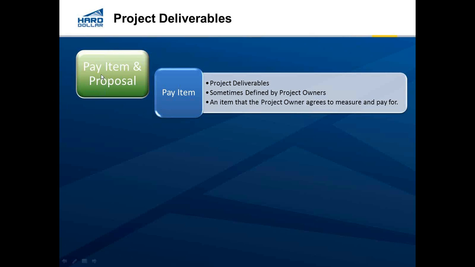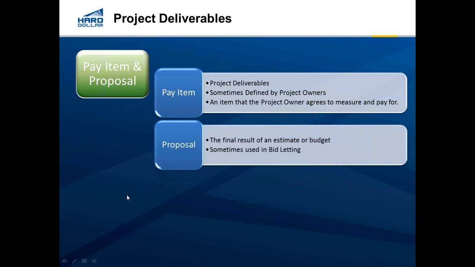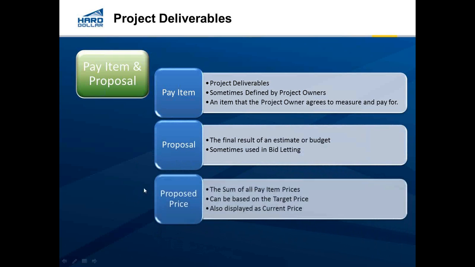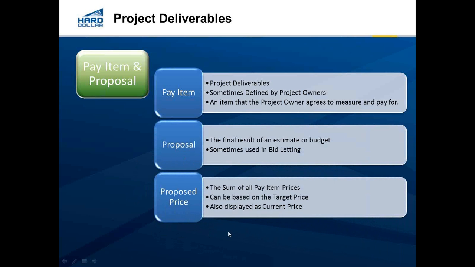It's in a form that's called the Pay Item and Proposal Register. Now, it's called the Pay Item and Proposal Register because this is also where the proposal and the final proposed price is calculated in hard dollar. If you're using some other source, you'd be going through the same kind of process when you're finishing up the cost estimate, which we will cover in a few minutes. But let's go and look at where we actually put in the deliverables.